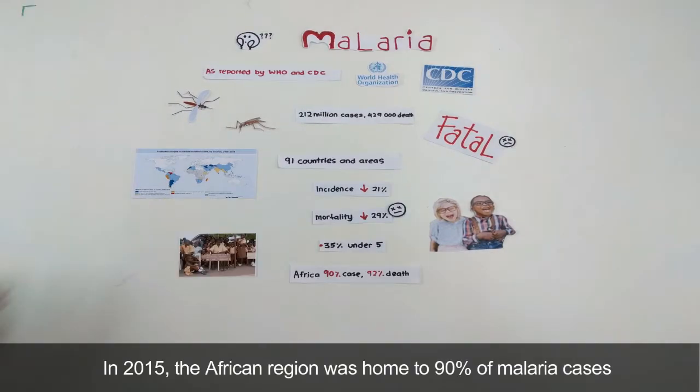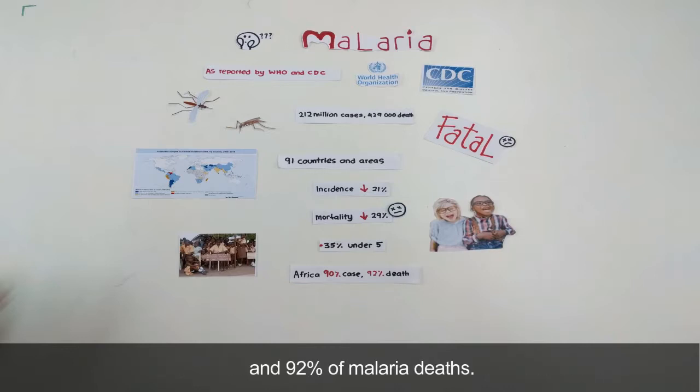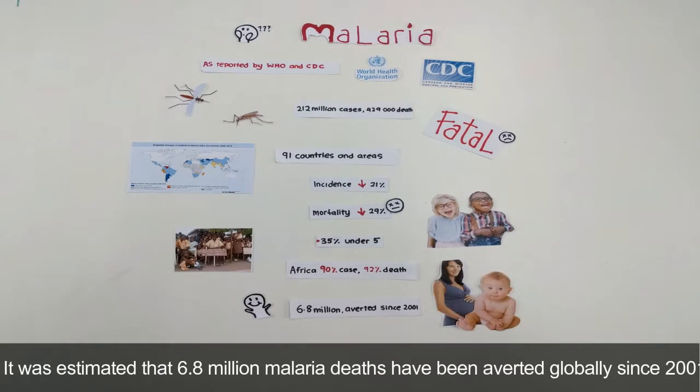In 2015, the African region was home to 90% of malaria cases and 92% of malaria deaths. It was estimated that 6.8 million malaria deaths have been averted globally since 2001.